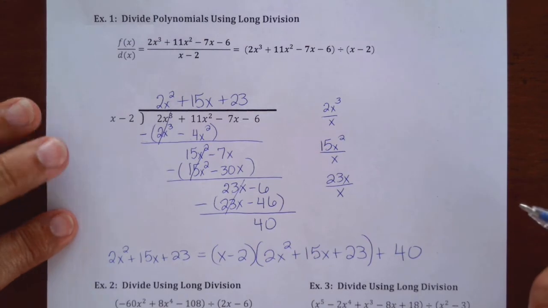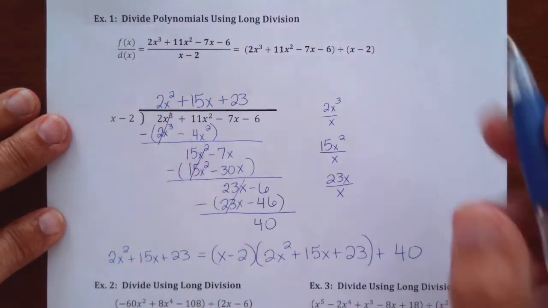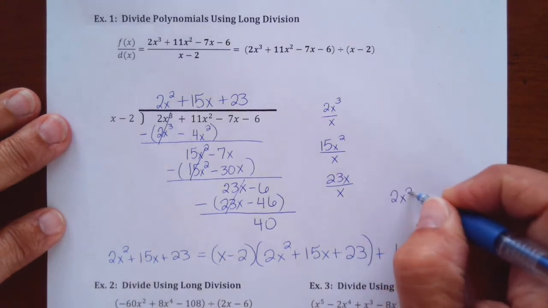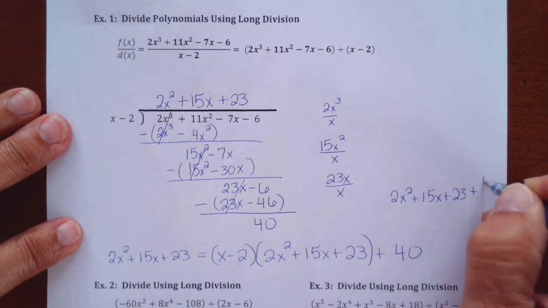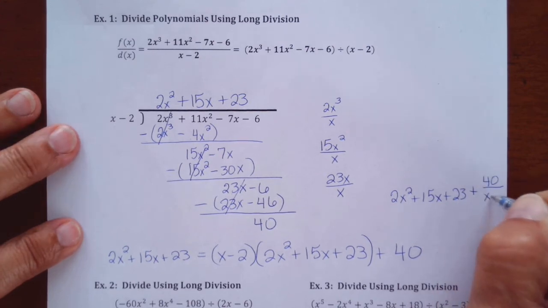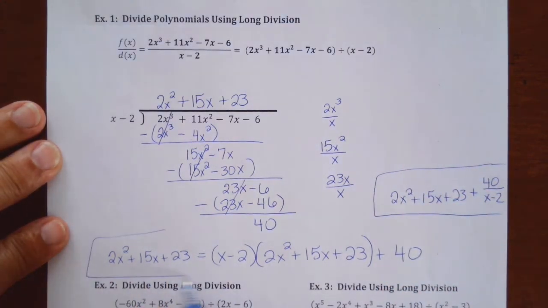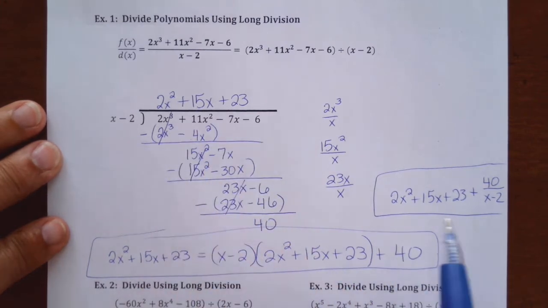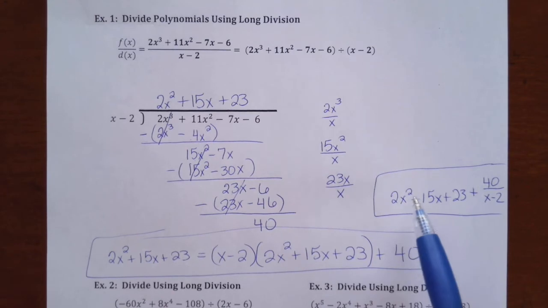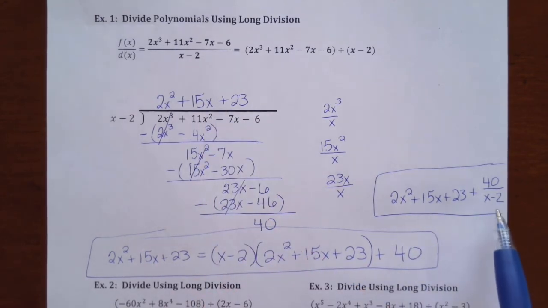The other way to do it is you take your answer, just 2x squared plus 15x plus 23, and then you add the remainder over what you divided by, which is that. Okay, so that was the one way, and then this is the other way. I didn't write the beginning part here where you have this divided by that equals. Okay, so this is just the answer. So this is the quotient, and then you add the remainder divided by what you were dividing by, the divisor.